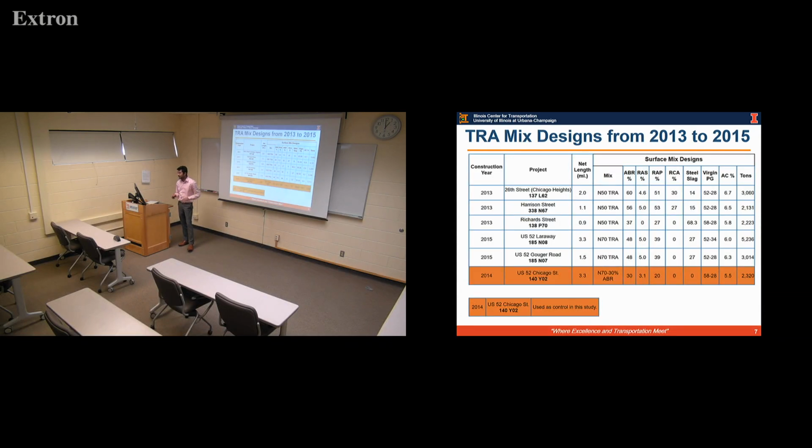In this particular study, several mixes which were placed in the field from 2013 to 2015 were evaluated. Except for the 2014 mix, which is highlighted here, all the mixes were TRA mixes, and the highlighted section, which was an N70 30 mix, was the control section to which these mixes were compared. If you look at the mix designs here, most of these mixes are on a higher recycled content side, up to 48 to 60% ABR, with recycled concrete aggregates in some of the mixes up to 30%, and steel slag varying from 15 to almost 70% as an aggregate source.